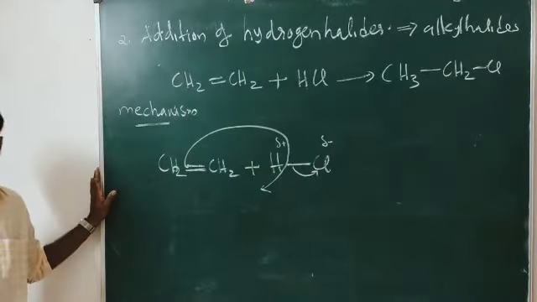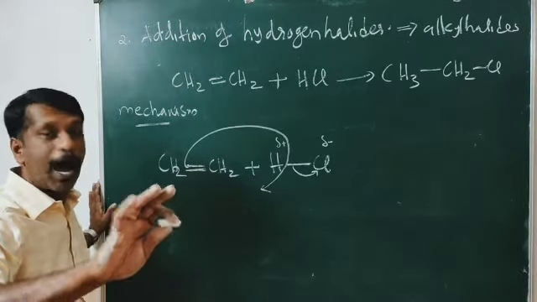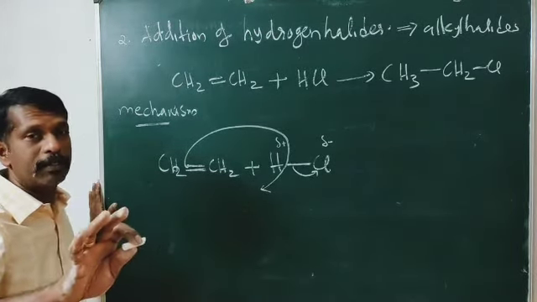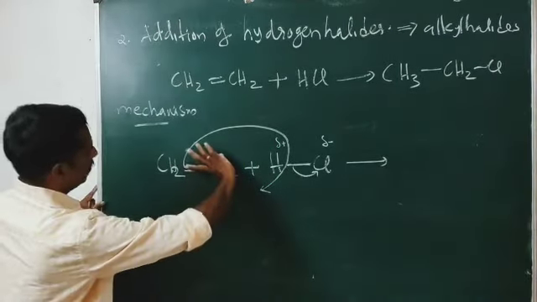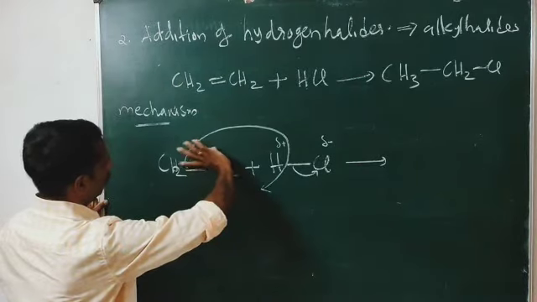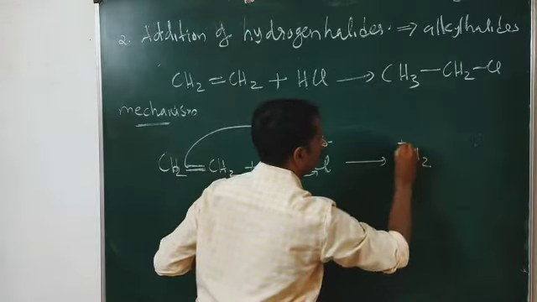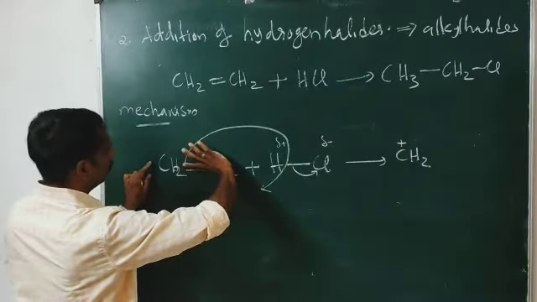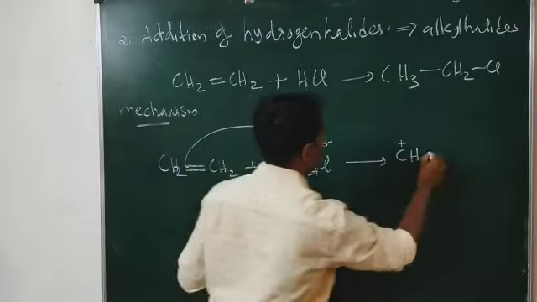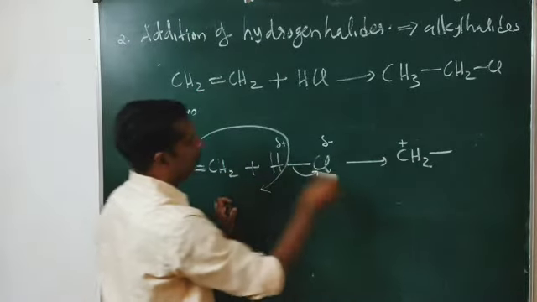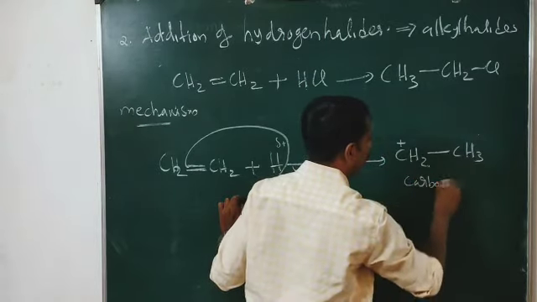Here there is no halonium ion formation. It is not like that. Look at here what is happening. Since this bond breaks from this carbon, the carbon is getting a positive charge, and this CH2 will become CH3. That means we get a carbocation.